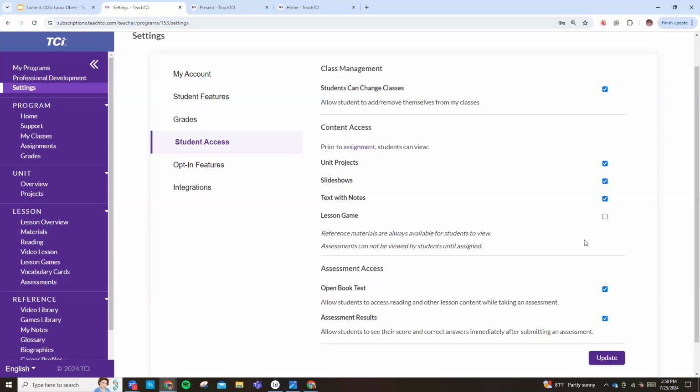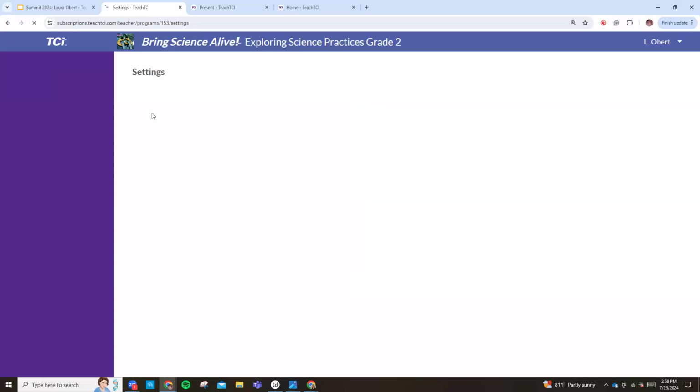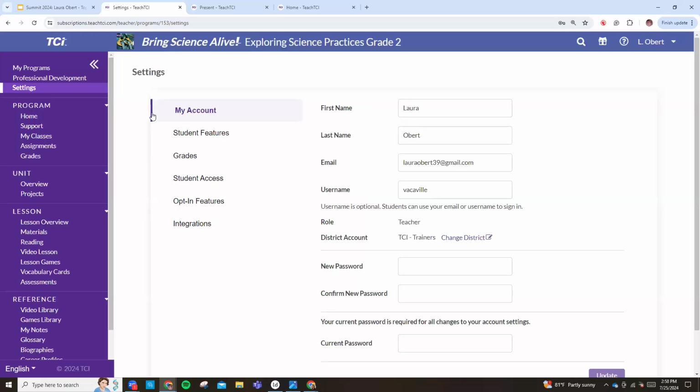If you want everything open because you don't want to have to spend time creating assignments for your kids, all of these are going to be checked off. If you want more control and you don't want your kids accessing the textbook or accessing the lesson games or anything until you're ready for them to, uncheck it, and then your students are kind of locked out of it. So just to reiterate, settings, you're going to want to go to your student features, grades, and student access. And those are the 3 areas you're going to want to explore to set it up based on your own preferences.